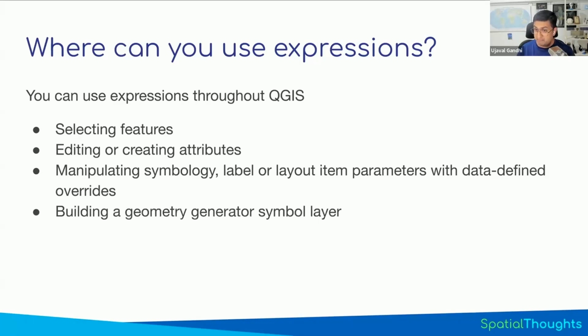Geometry generator allows you to generate new layers or new geometries on the fly. We'll learn about this in this class. You can also use it for analysis. So when you're doing geoprocessing using processing tools, the processing tools also use expressions, so you can specify what happens and how you want to process your data. And many more. You can keep going on. If you take any part of QGIS, you'll encounter expressions there.